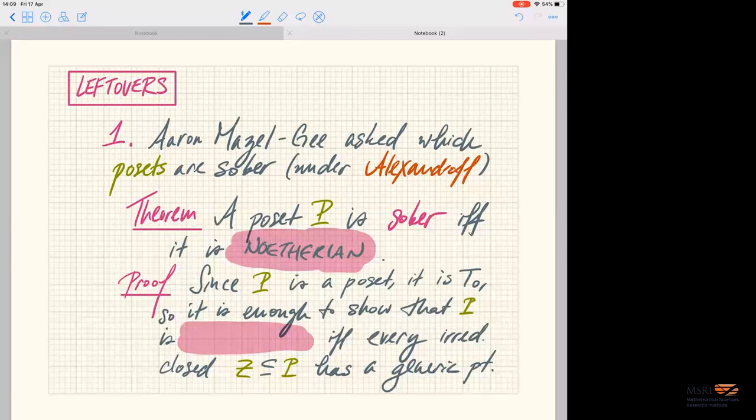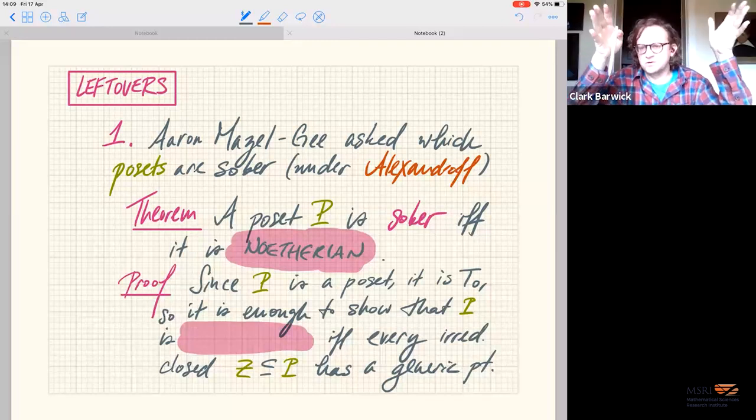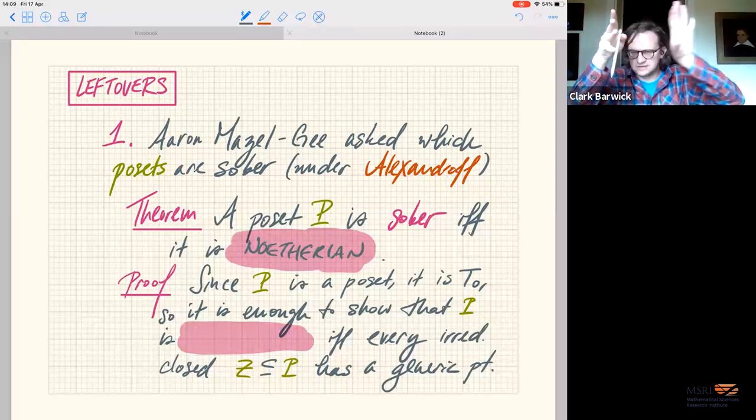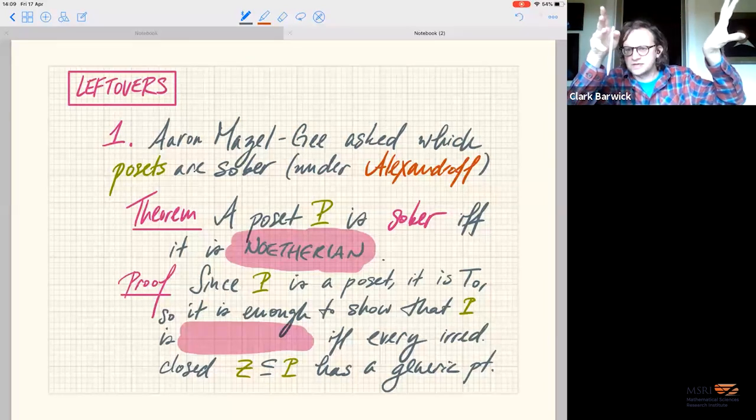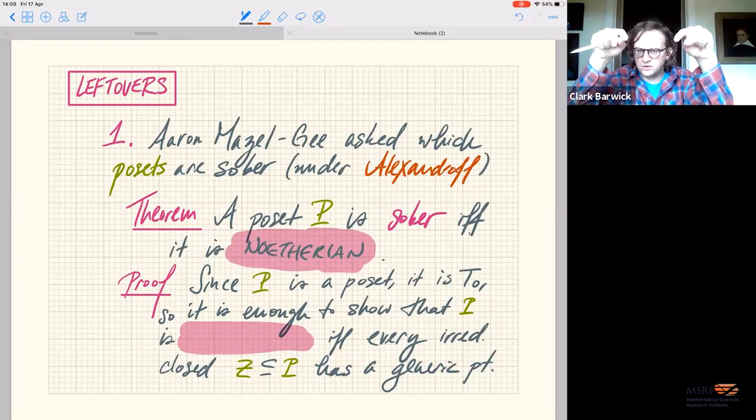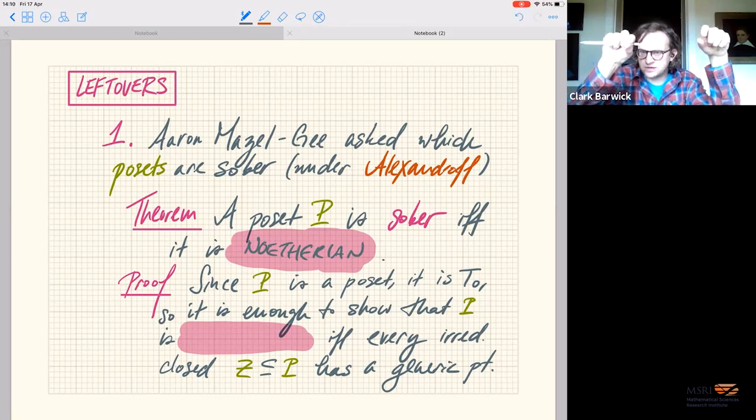So for us, remember, how does it work? For us, a closed is a sieve. So it's something that's downwardly closed, as they say. So if P and Q are elements of your poset, and P is less than or equal to Q, and Q is in your closed subset, then P has to be as well. That's the condition that I'm going to give for closedness.